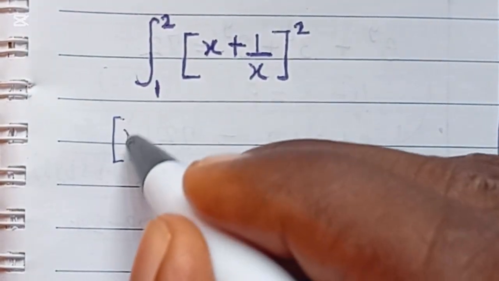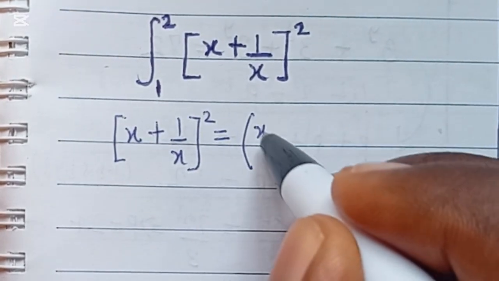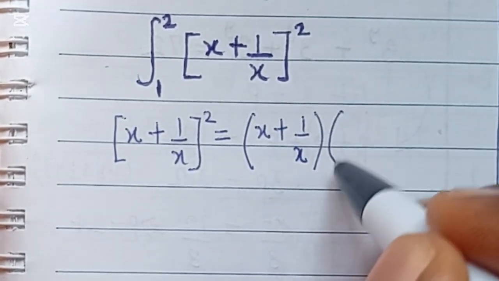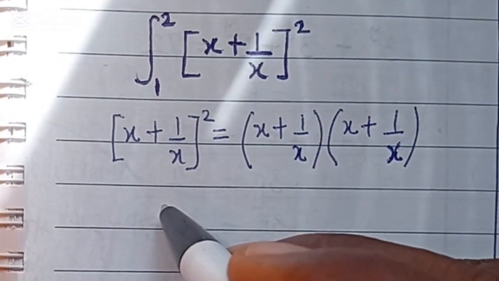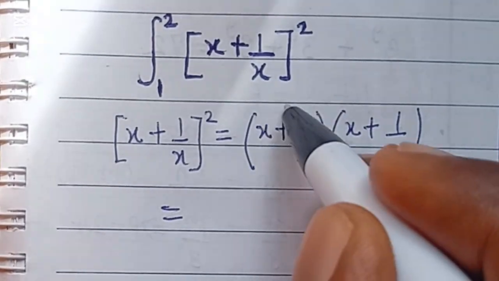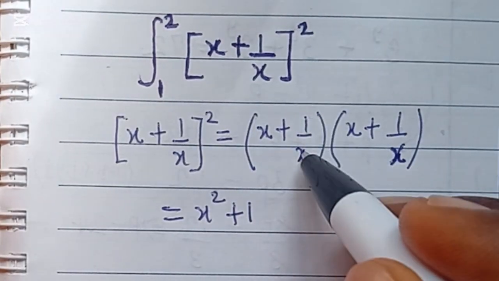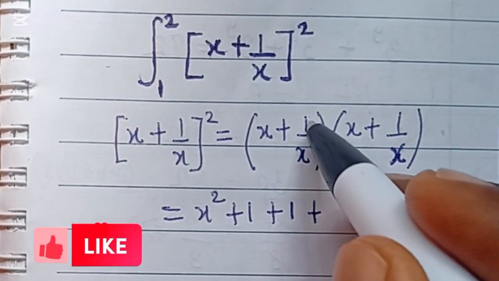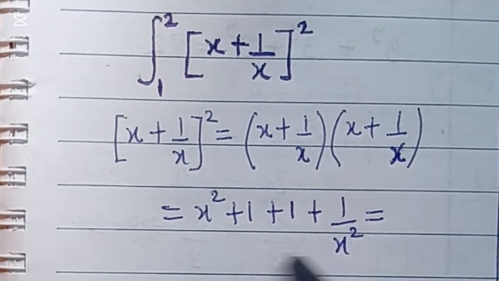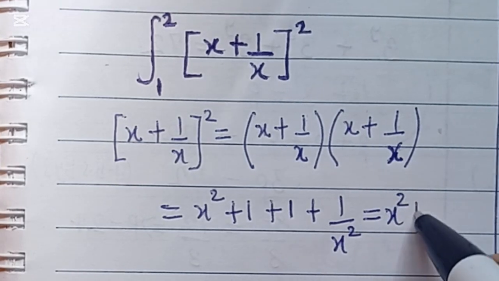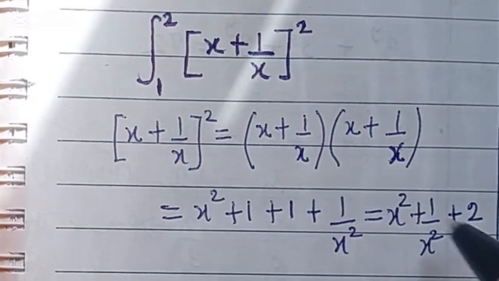So let's expand. (x + 1/x)^2 can be written as (x + 1/x) times (x + 1/x). Then we open the bracket, so we multiply x times x, which gives us x squared. x times 1/x gives us 1. Then 1/x times x gives us 1, and 1/x times 1/x gives us 1/x squared. So this entire thing becomes x squared, and then 1/x squared, and then plus 1 plus 1, which is 2. So this entire expression becomes this.